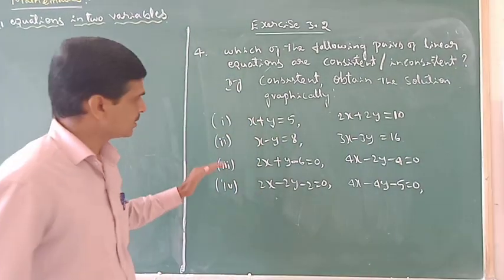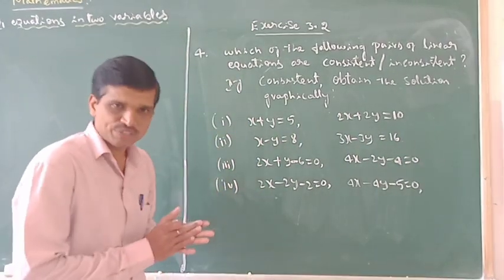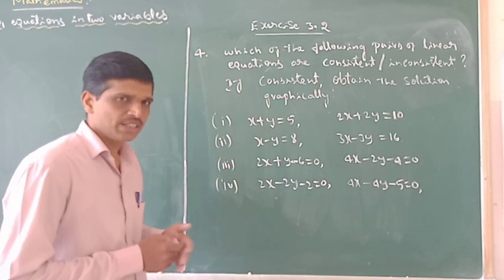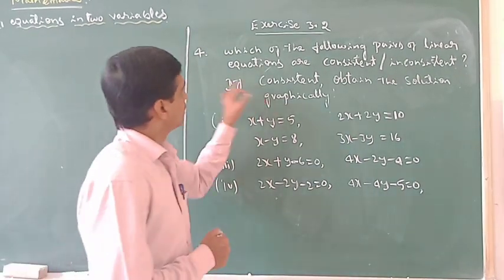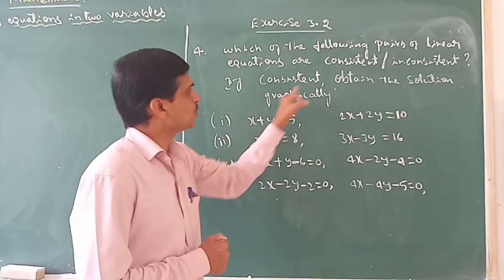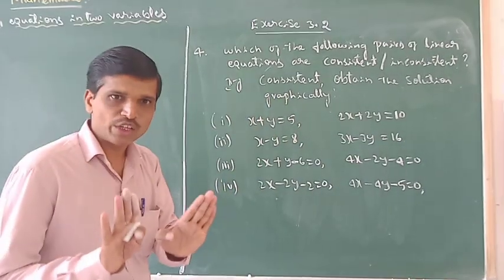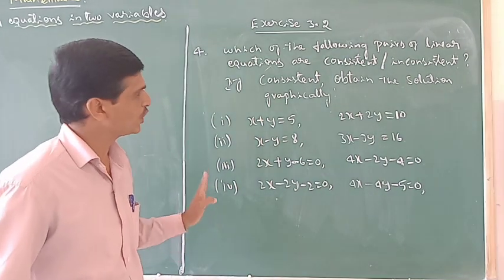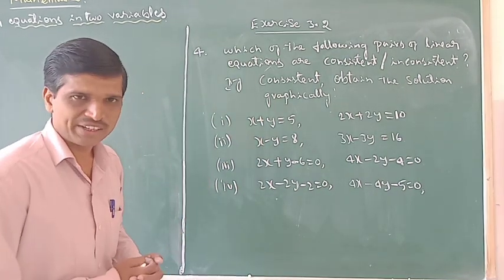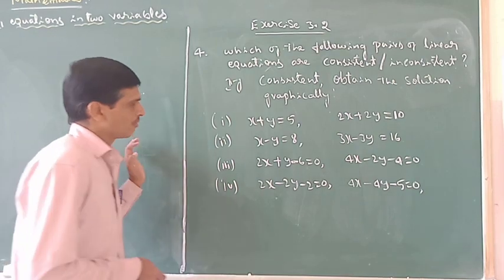For this purpose, first find their coefficients and ratios, and compare the ratios. Then, if consistent, obtain solutions graphically. If consistent only, you can draw the graph for the pair of linear equations. Otherwise, no need to represent the pair of linear equations by the graphical method.